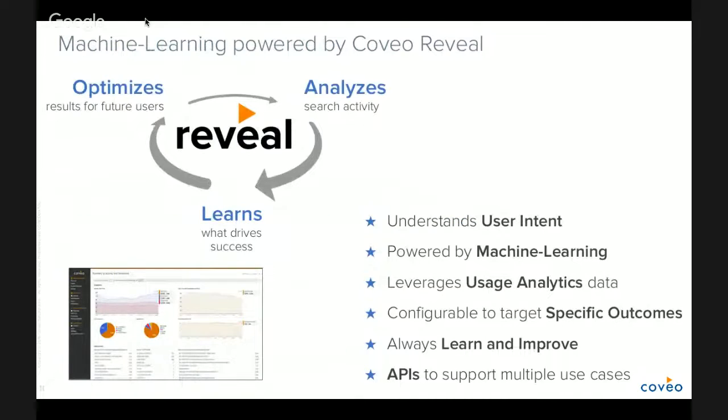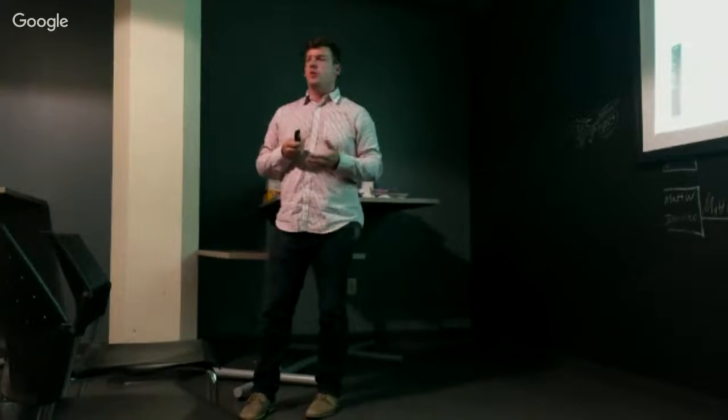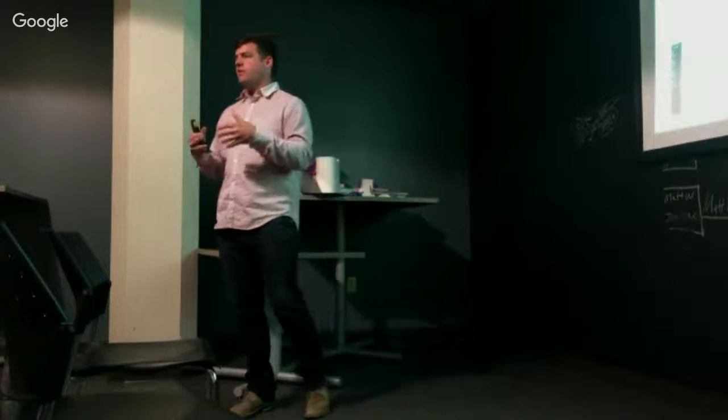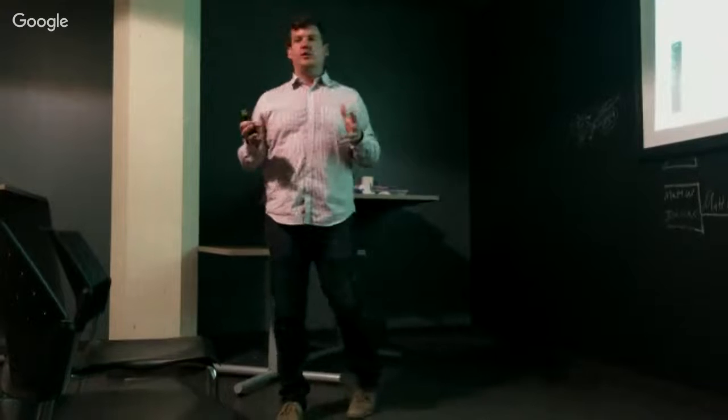A bit more about Reveal. I just said it earlier, it's our new machine learning technology. Now that we're on the cloud, we're able to use cloud computing to create new models to improve relevance. Basically, Reveal looks at user analytics data from people going on your website, tries to find trends in this data, and builds models to serve those trends. If people interact with the search at some point, Reveal will take those interactions and bake them into the ranking algorithm. One interesting thing about Reveal is that you can configure it to have specific outcomes.